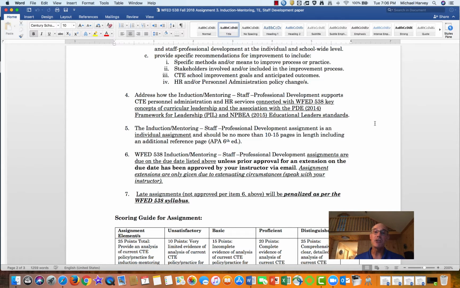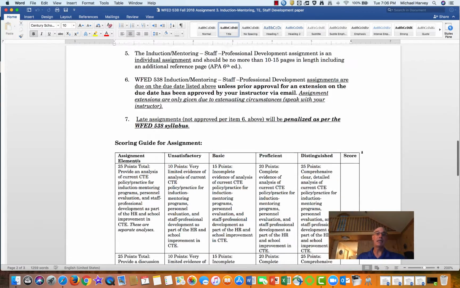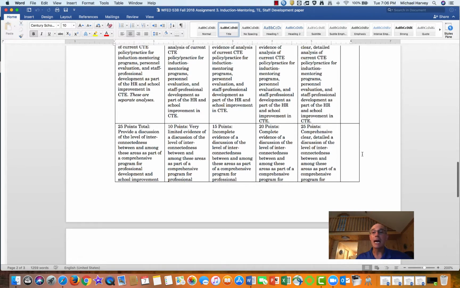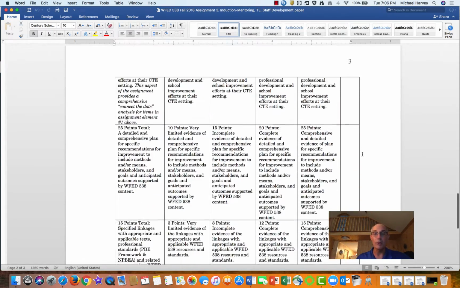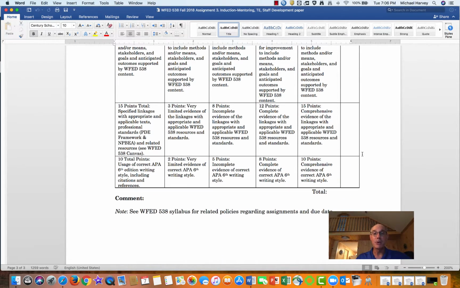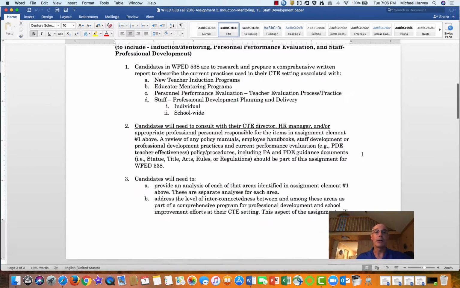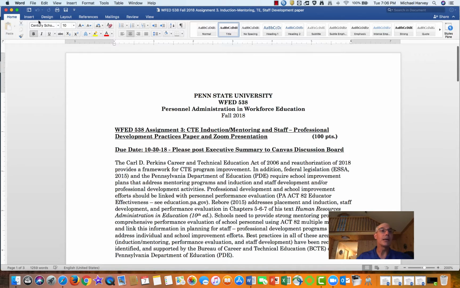This particular assignment should be anywhere between 10 and 15 pages in length, with an additional reference page as needed, following APA criteria. And as with other assignments, it's due on the date that it's due, unless there are extenuating circumstances that are approved by your instructor and meet university policy. Late assignments will be penalized. Again, it will be important to take a look at the scoring rubric for this particular assignment and understand how you earn points in relationship to the work that's identified above. And then just make sure that this aligns with the syllabus and also the grading policies with Turnitin and other things. So this is assignment number 3.